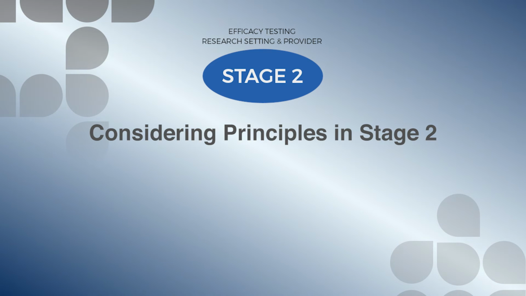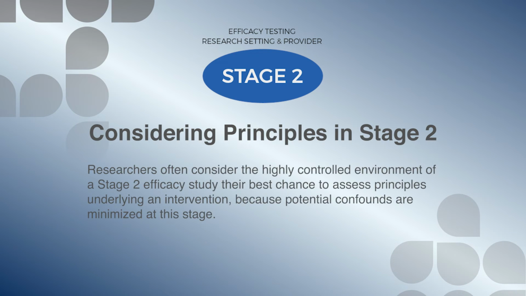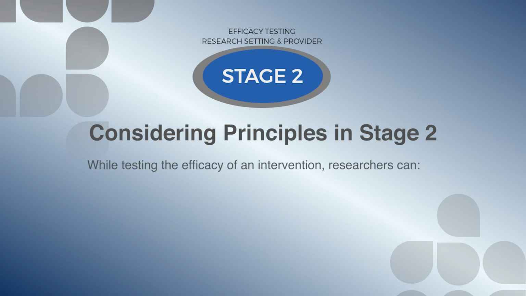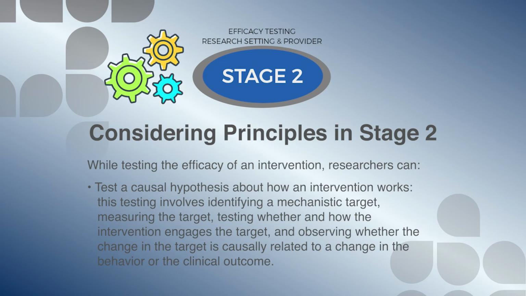Considering principles in Stage 2. Researchers often consider the highly controlled environment of a Stage 2 efficacy study their best chance to assess principles underlying an intervention because potential confounds are minimized at this stage. While testing the efficacy of an intervention, researchers can test a causal hypothesis about how an intervention works.